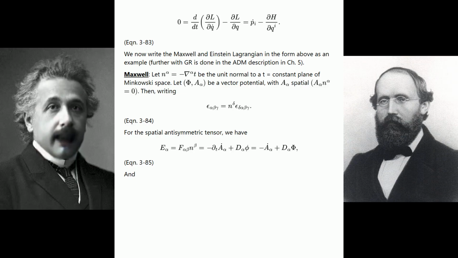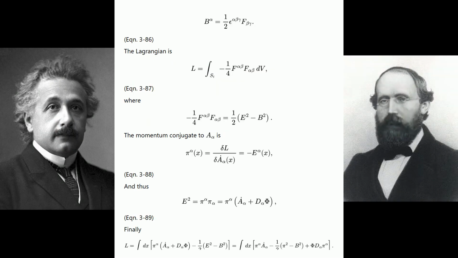Maxwell. Let n to the alpha equals negative gradient to the alpha t be the unit normal to a t equals constant plane of Minkowski space. Let phi, A sub alpha be a vector potential with A sub alpha spatial, A sub alpha n to the alpha equals 0. Then, writing equation 3-84. For the spatial antisymmetric tensor, we have equation 3-85. And equation 3-86.